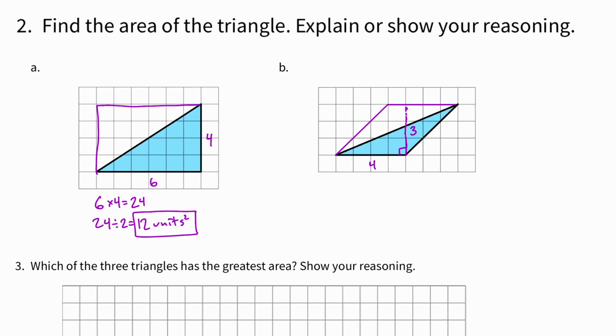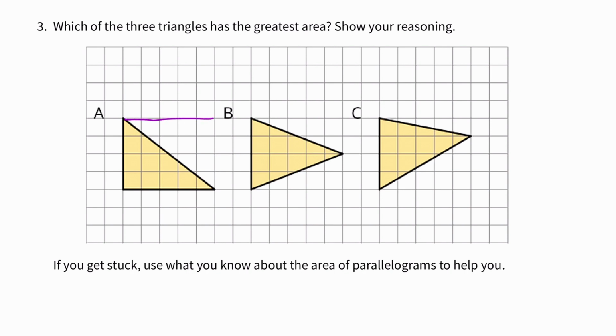We have a height of 3 there and a base of 4. 3 times 4 is 12. But remember, you have to divide that by 2 to get 6 units. Which of the 3 triangles has the greatest area? Show your reasoning. Well, we can use those same strategies as before.